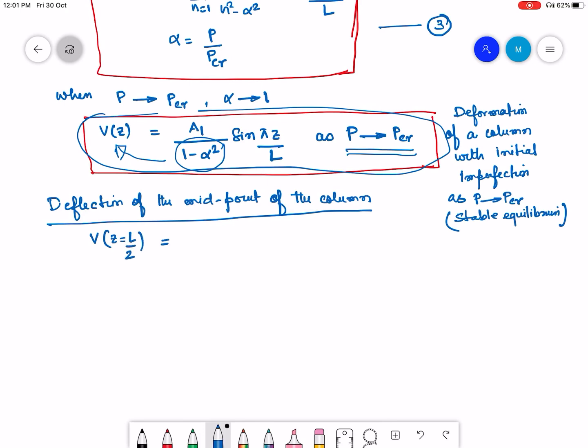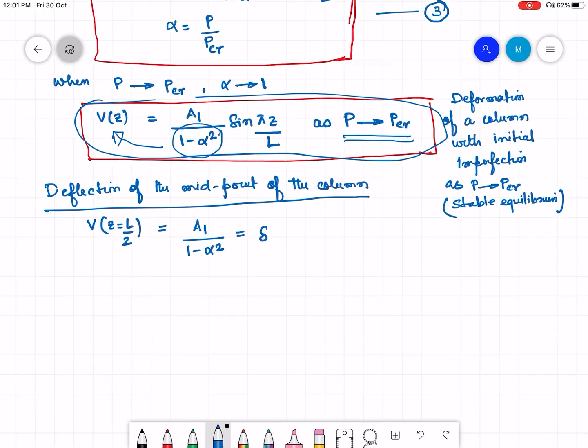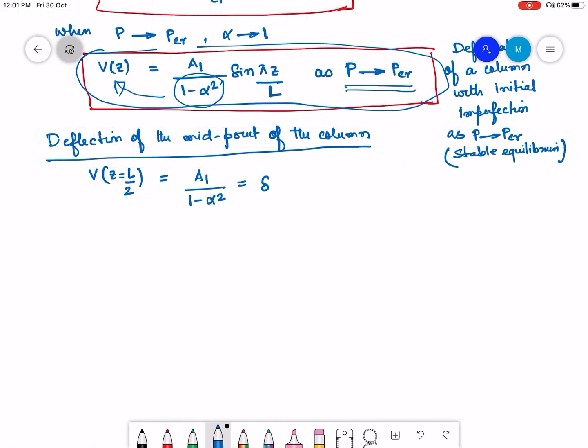So that is going to be A1 by 1 minus alpha square. Let me denote the midpoint deformation of the column by del. Sorry, I don't define this as del; this is the deformation of the column. I define del as V at z equals L by 2 minus A1, which is A1 by 1 minus alpha square minus A1. So this is defined as del.